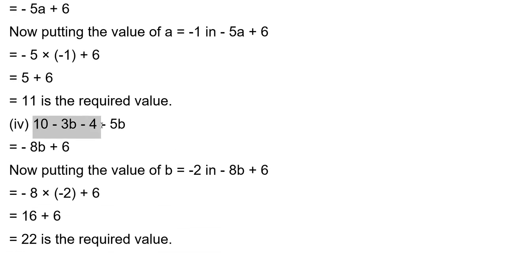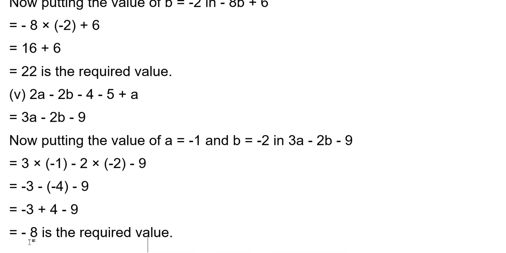Fourth problem: 10 minus 3b minus 4 minus 5b. That is equal to minus 3b minus 5b is minus 8b, 10 minus 4 is 6. Now putting b is equal to minus 2 in this expression, minus 8 into minus 2 is plus 16, plus 6, that is equal to 22, is the required value.